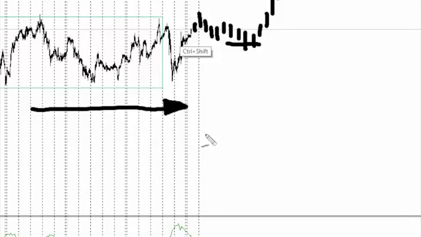And that's why it is pretty understandable to see the breakout to the upside here and the breakout to the downside on the futures on the Japanese yen.